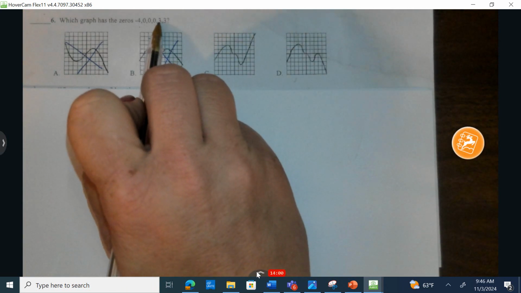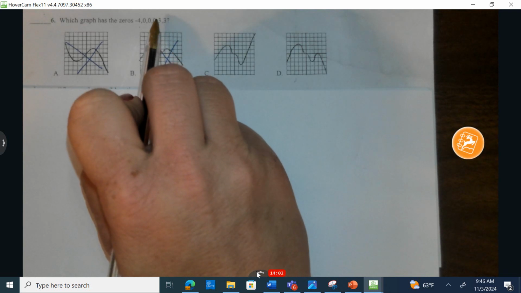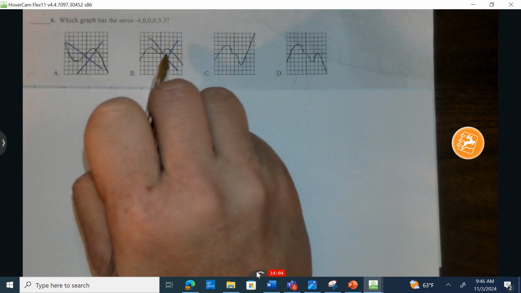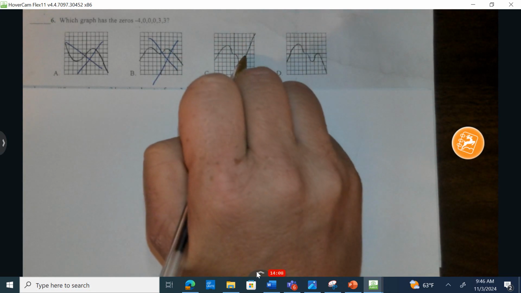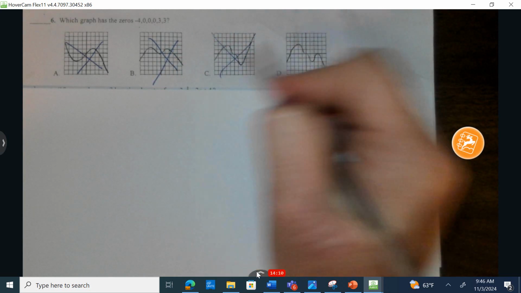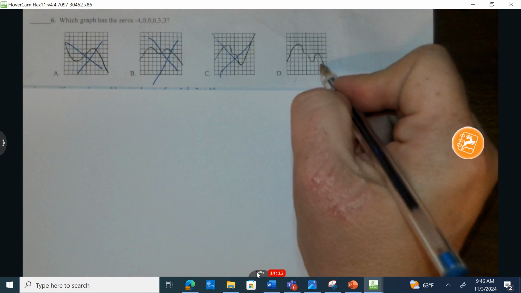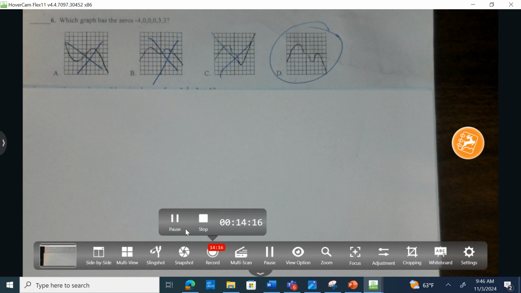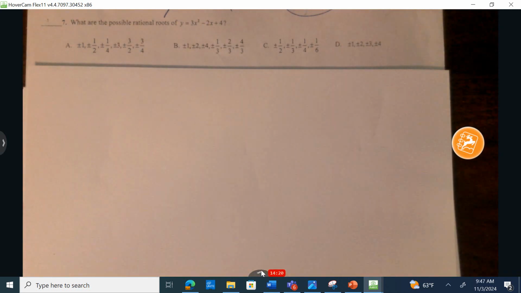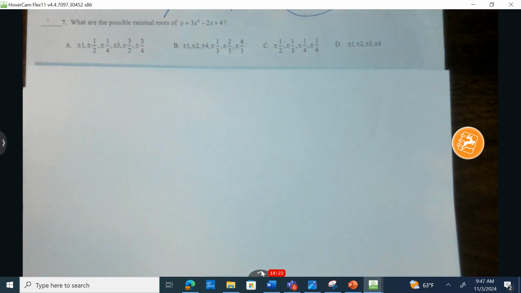Lastly, I see a duplicate at 3. So it should bounce off the x-axis at 3. It does not bounce off here. It slashes, it does not bounce off here. It slashes through. But we can see at 3 over here, it does bounce off. So our correct answer is option D.